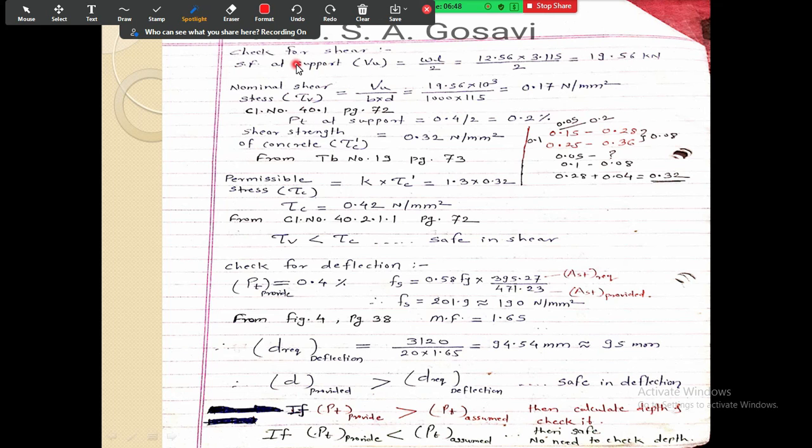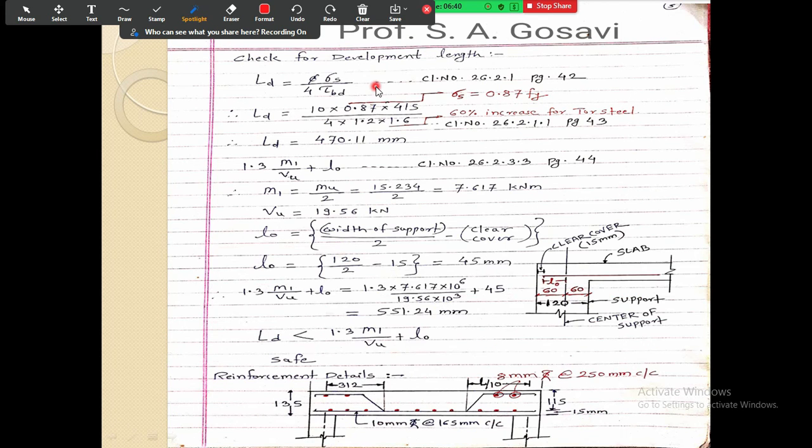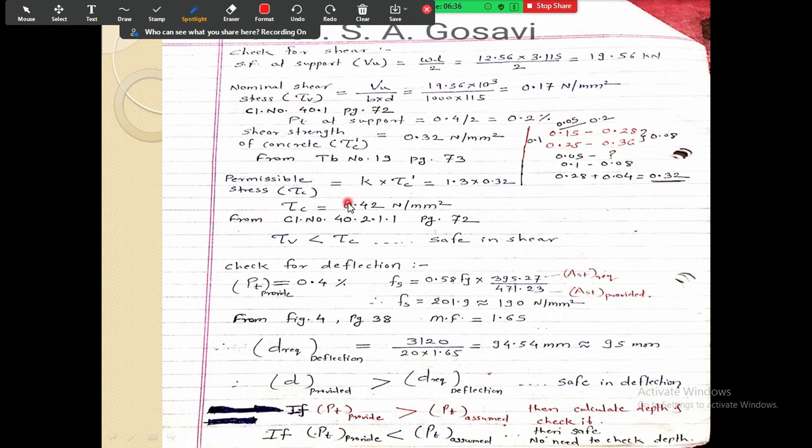And after that, check for shear. So three checks we take: check for shear, check for deflection, and check for development length. Okay. So for the check for shear, the SF at the support, VU, is WL by 2. You know the formula. If a simply supported beam is there, then the reaction at its end will be WL by 2. So just put the values, you will get the shear force, then calculate tau V, the nominal shear stress.